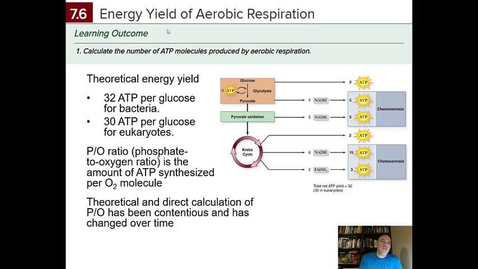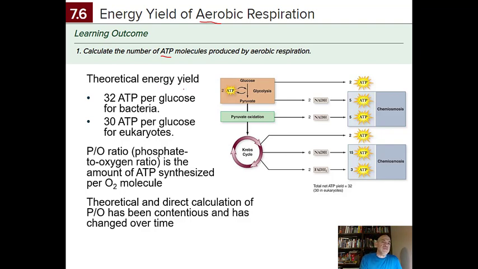In this section, we're going to look at how much energy we get from aerobic respiration. So here, we should be able to have some sort of a theoretical understanding of the number of ATP molecules that are produced by aerobic respiration per molecule of glucose. And we could scale that up to per mole if we want. It's just the same numbers, but in moles. So 1 mole of glucose would give you the same number of ATPs, but in moles.